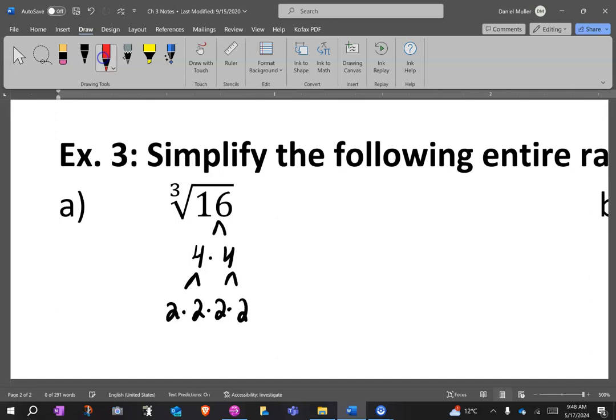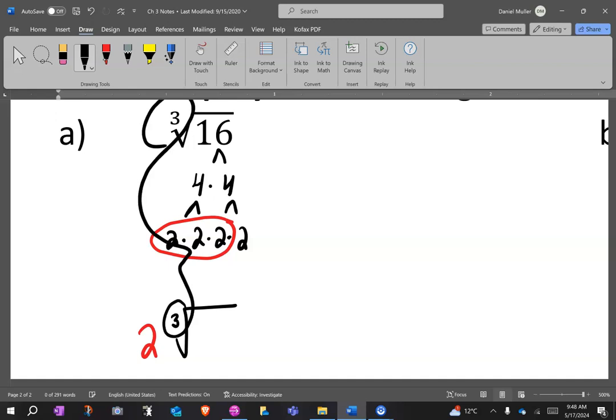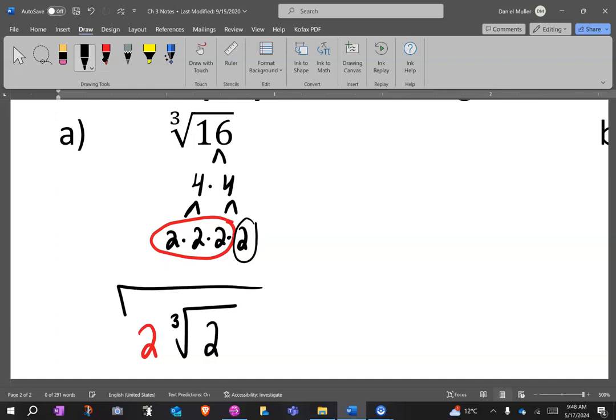And all we're looking for now is triples. This 3 tells us to get things into groups of 3's. So I see that here. There's a group of three 2's. So we take that 2 out. We only count it once because it's just a single group. And then we've got our cube root symbol. Don't forget the cube root. It was there to begin with. And what is our leftover? Our leftover is just a 2. So that goes there. So we just had one single group of 2's, but they were in 3's.